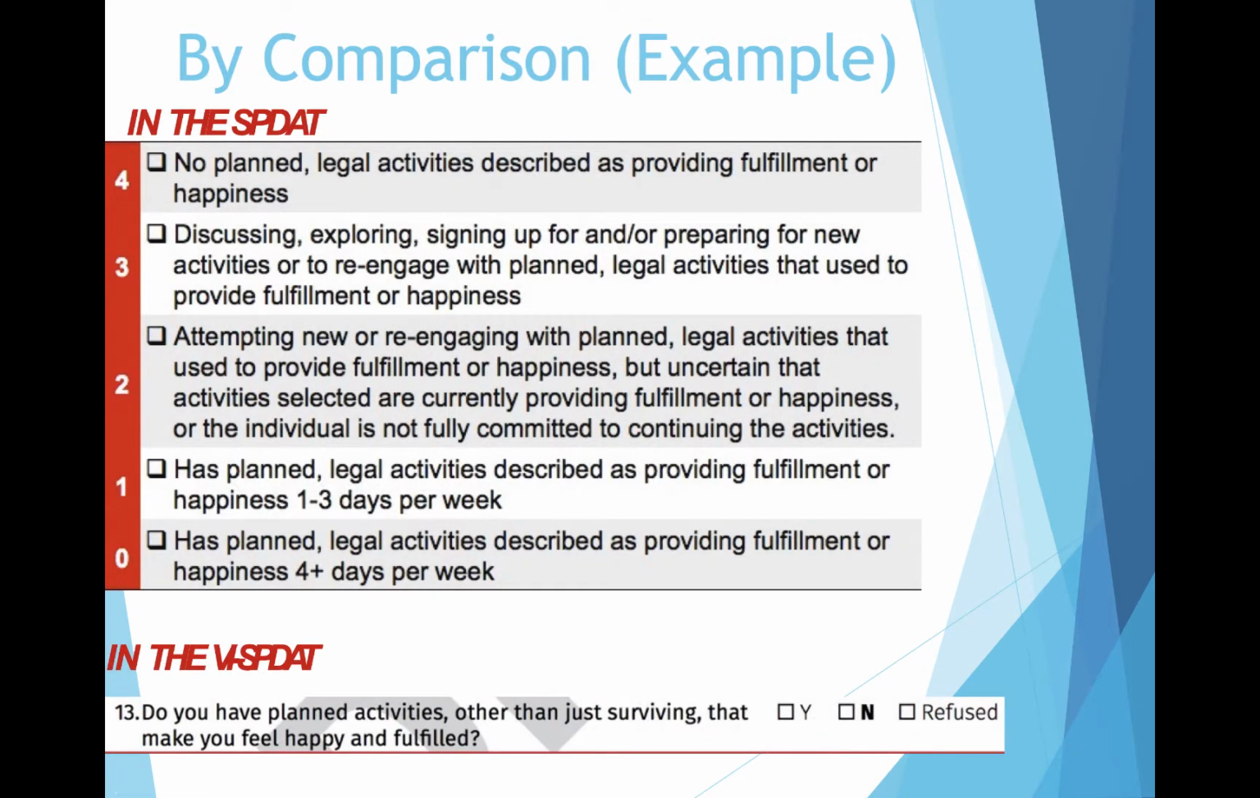Okay, so for example, in the full SPDAT, a question about daily planned activities would be answered like this. For having no planned legal activities, you'd score a 3 if they have some, like discussing, exploring, preparing for activities, 2 if they're attempting to re-engage with activities, and then down to 0. In the VI-SPDAT, it just asks a simple yes/no question: Do you have any planned activities other than just surviving that make you feel happy and fulfilled?